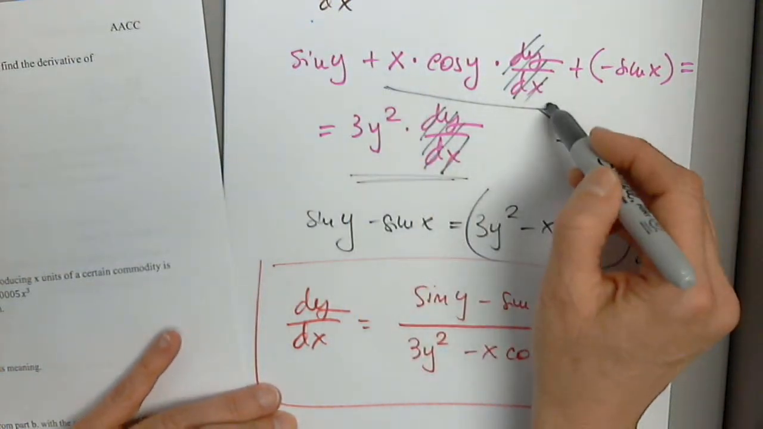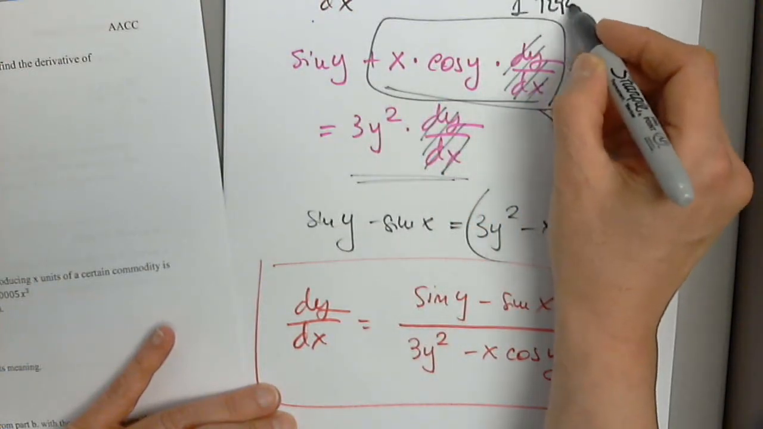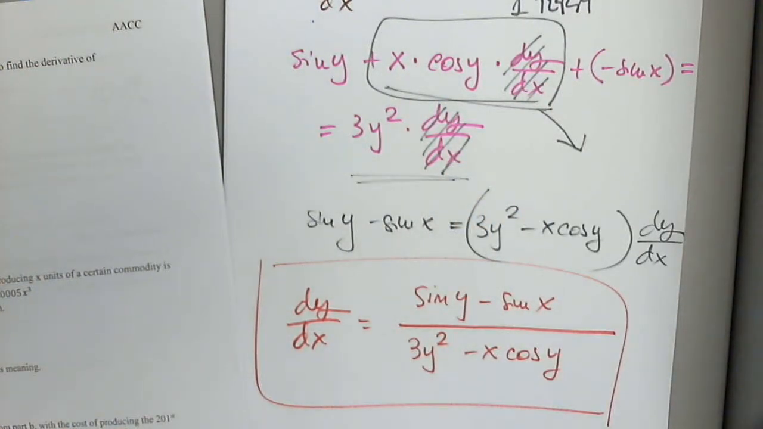Minus x 2y dx. This is one term. This is a product, one term. It's not minus x minus cosine minus dx over dx. It's just one term together. Is that okay? Very good question.